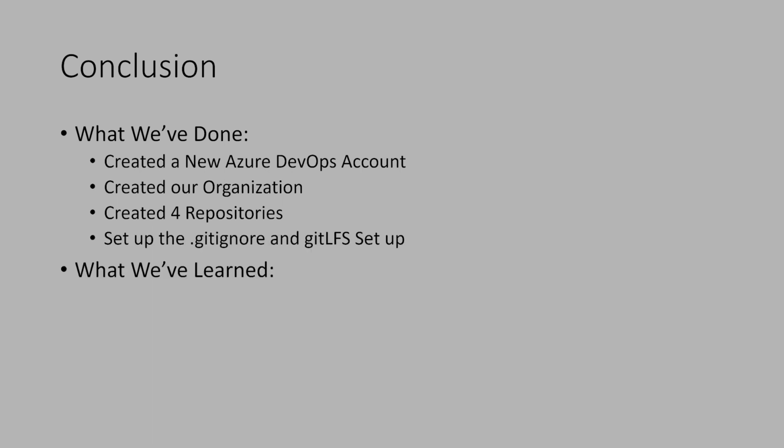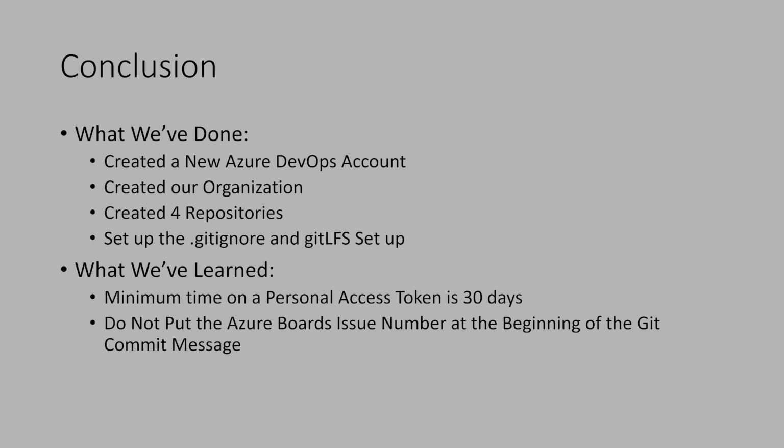So what I've learned while I was doing this video: the minimum time on a personal access token is 30 days. And do not put the Azure Boards number at the beginning of your git commit message. That's the pound or number sign and then the number. Because what will happen is that when you try to do a git amend for whatever reason, the git parser will take that as a comment. So you have to make sure you put the number sign and Boards issue at the end or the middle of your git commit message.